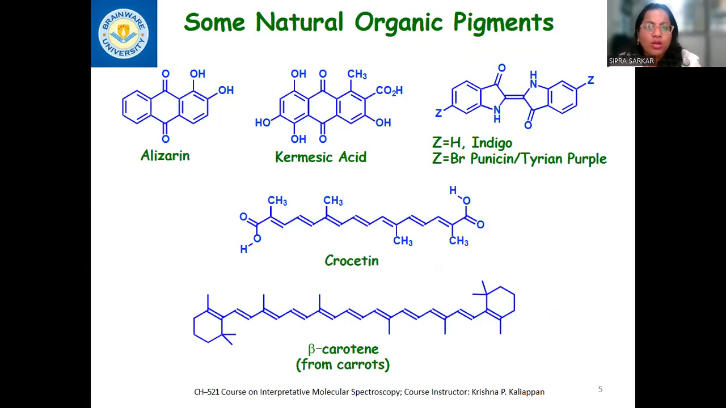See, some natural organic pigments are there: alizarin, which has red color, carminic acid, and indigo, which is blue, and Tyrian purple. These compounds have double bonds, triple bonds, or saturation and unsaturation, so they can be found out by this technique. Lycopene and beta carotene are all colored compounds which can be determined through their visible spectroscopy.